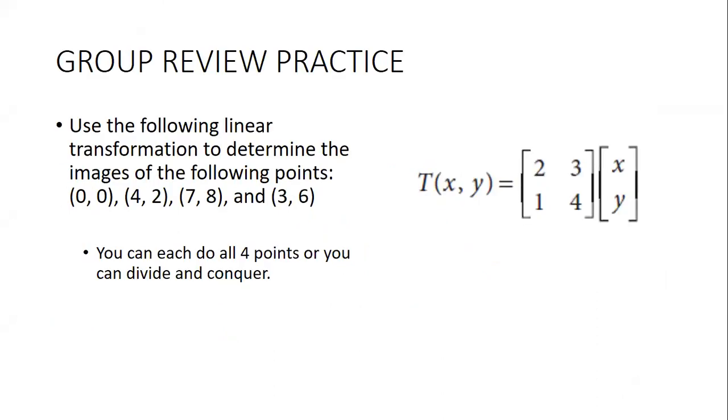But before we get started, I want you to do a little quick group review. In your notes, you have these 4 points and you have this transformation matrix. And I want you to tell me, given these 4 points, what would be their new location? What would be their images? So I'm going to give you, let's say, 4 minutes as a group, to determine the transformation of 0, 0, 4, 2, 7, 8, and 3, 6. Okay. So this is recalling what you did yesterday.